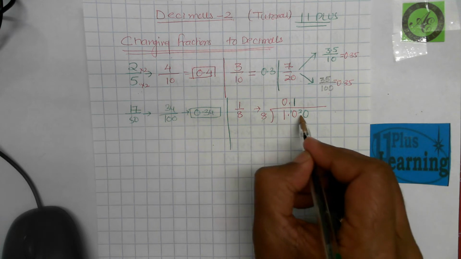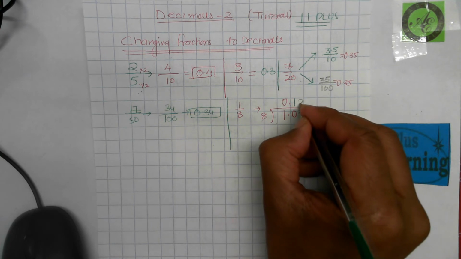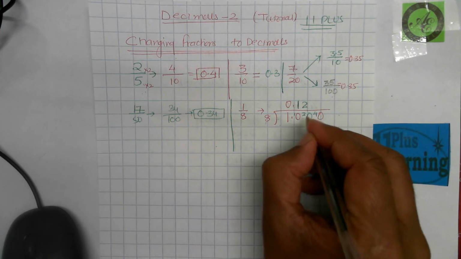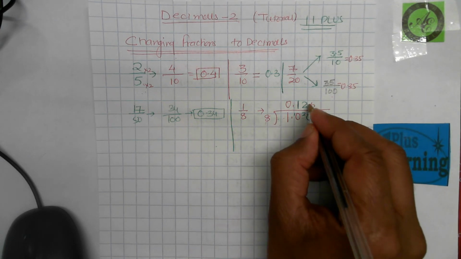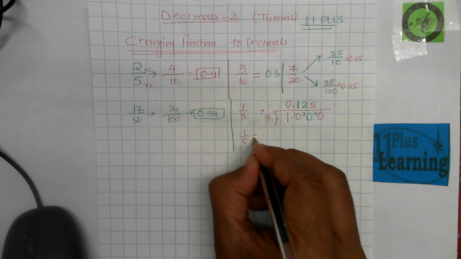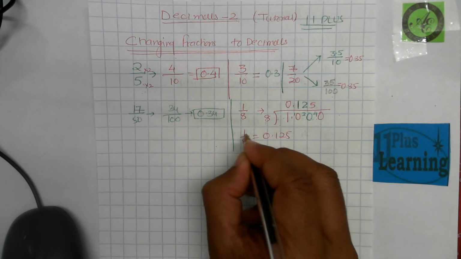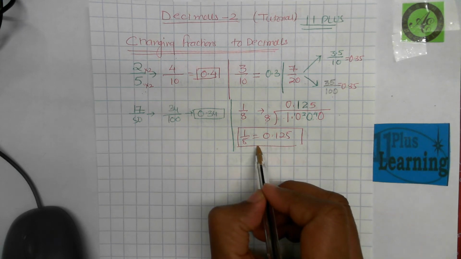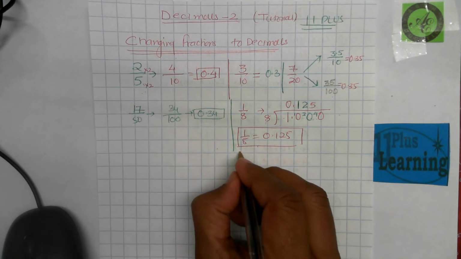So 8 goes into 20 twice, remainder 4, 8 goes into 40 5 times. So 1/8 is equal to 0.125. For 11 plus purposes, I would advise you to memorize this. Once you do that, it becomes easier.